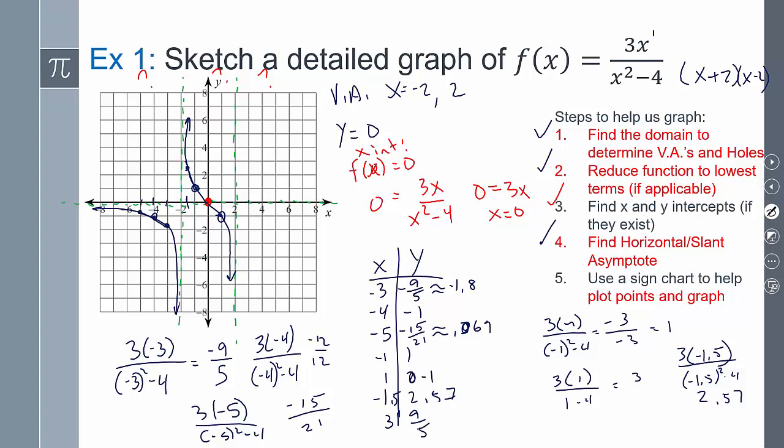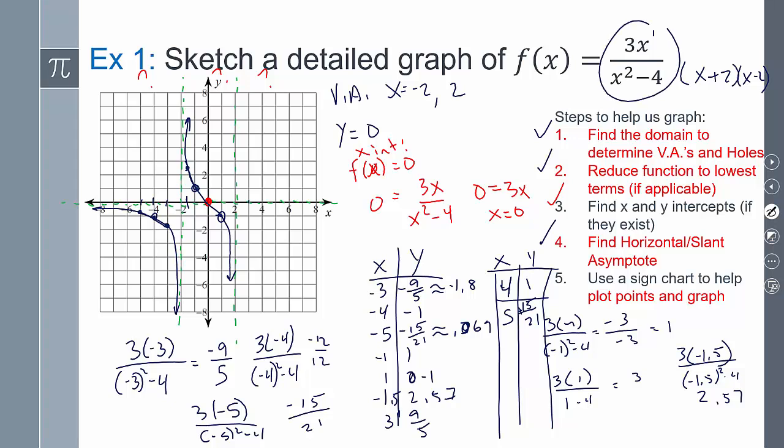If I try +4, +4 is just going to give me +1. And if I try +5, it's going to give me +15/21. Literally just plugging it in for x.